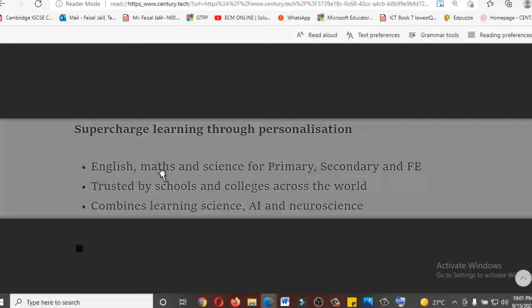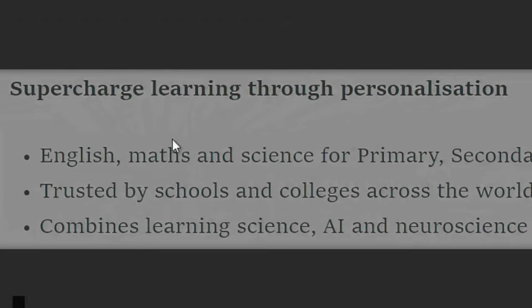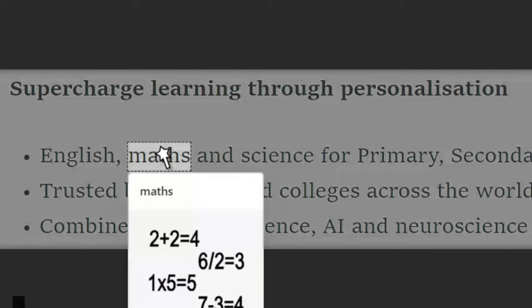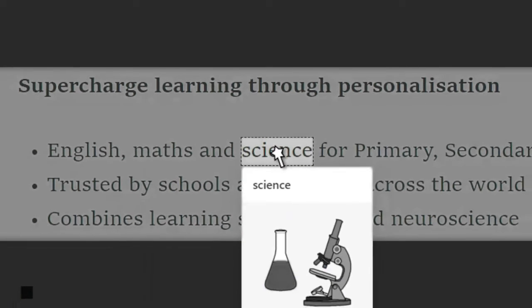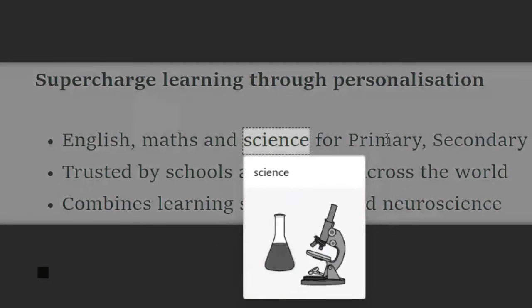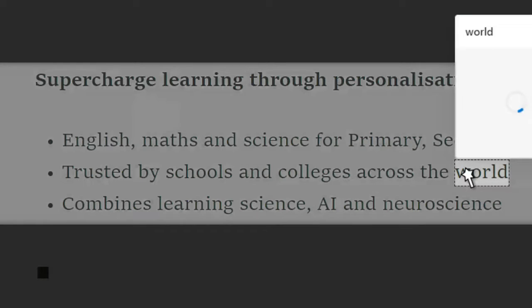Picture dictionary. Can you see this magic stick? Okay, let me click on math. This is math. Okay, what about science? Click on science. Oh, excellent. Primary. There's no primary, secondary, FE. Okay, world. What is world?